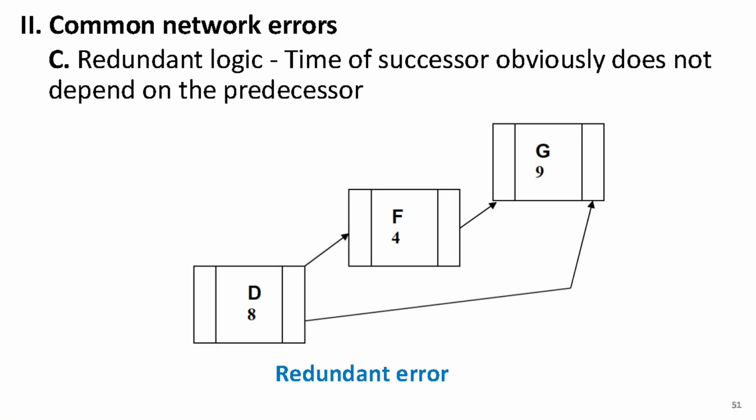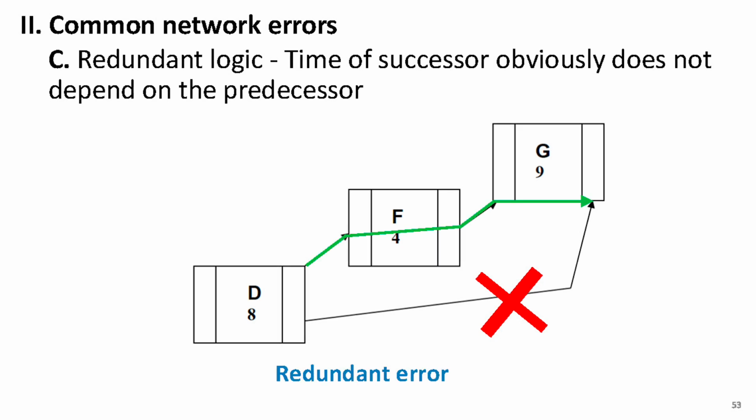Another very common error is the inclusion of redundant logic. Redundant logic occurs when the timing of a successor activity obviously does not depend on the timing of its predecessor. Here is an example of a network with 1 redundant logic, the connection from the finish of D to the finish of G. Why is this logic redundant?